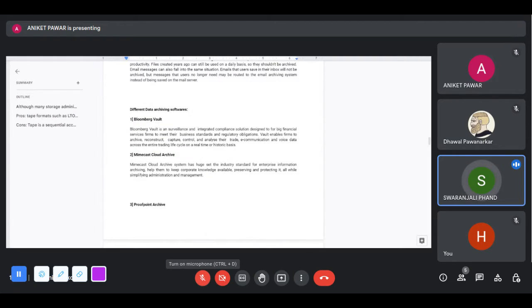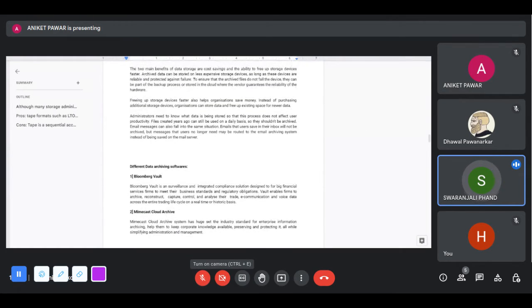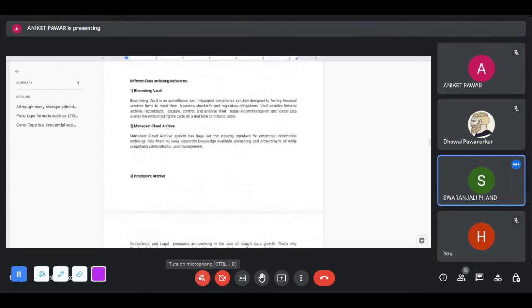Files created years ago can be restored, and emails that users save in the inbox will not be archived, but messages that users no longer need may be routed to the email archiving system instead of being saved on the mail server.